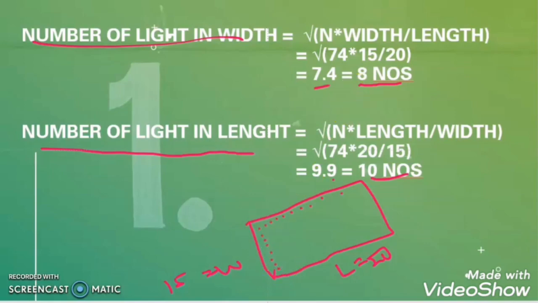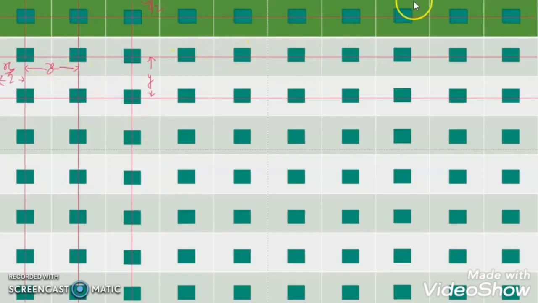8 lights in width. When we distribute this, it will look like this: 10 lights in length and 8 lights in width. We need to obey one simple principle, that the distance between the lights will be equal. So suppose the distance between the lights in the row is x and the distance between the lights in the column is y.